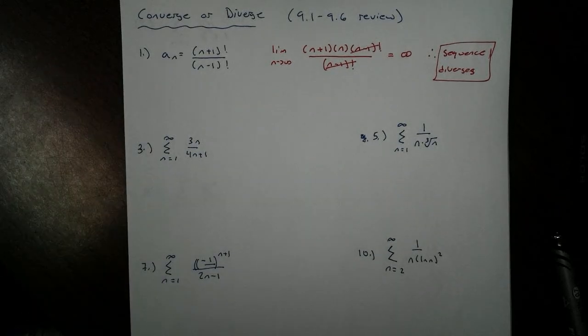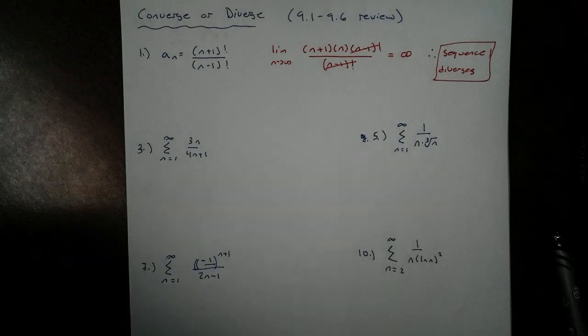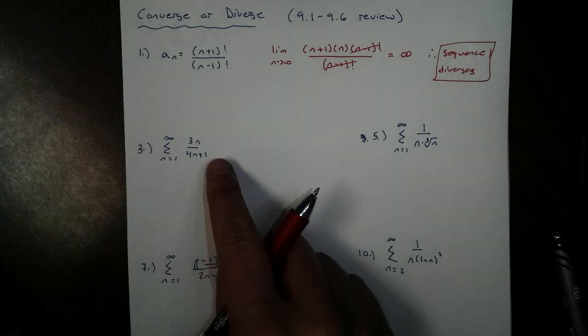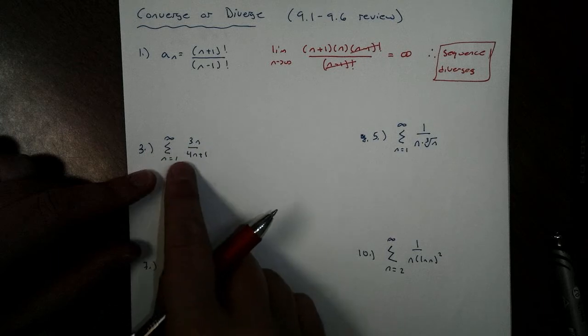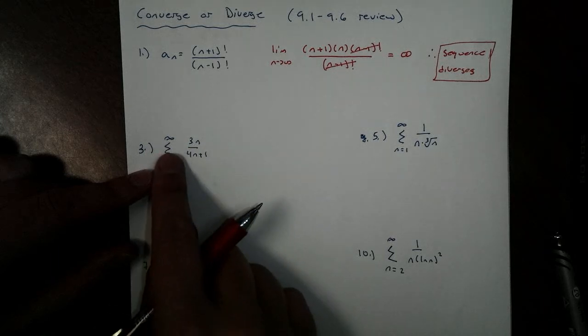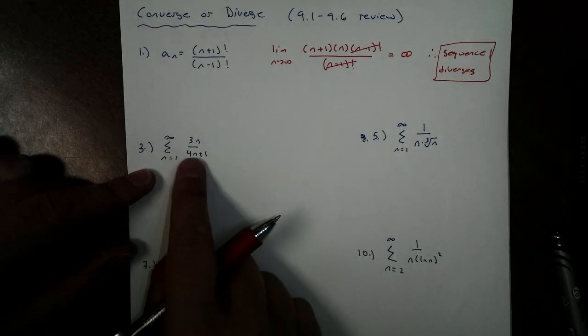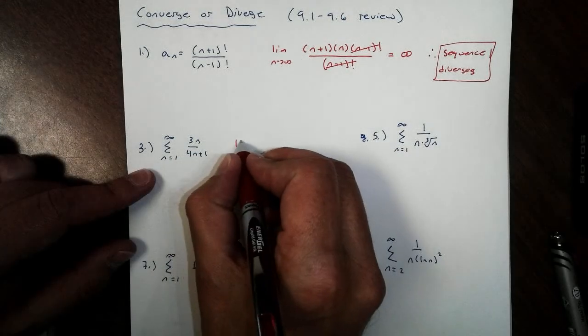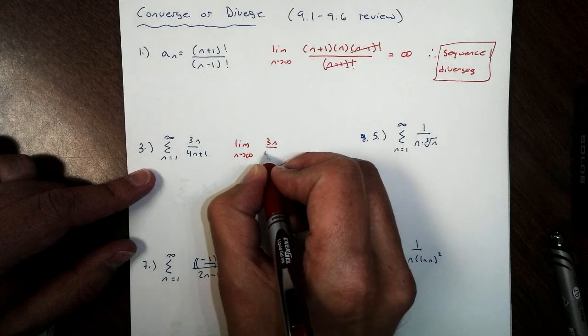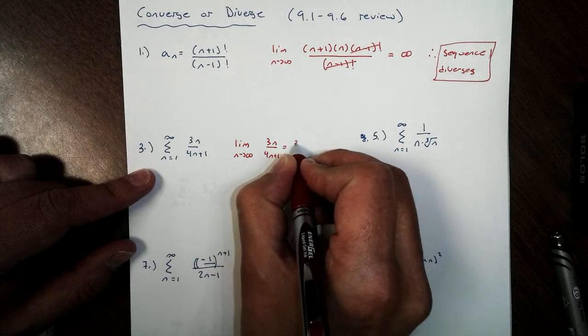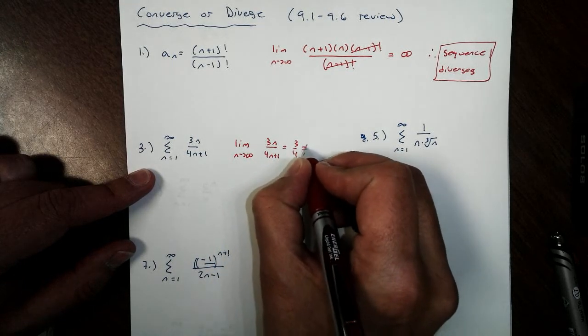Alright, number 3 on that worksheet, so take a look here. Number 3 says we want to see if this series will converge or diverge, as n goes from 1 to infinity of 3n over 4n plus 1. This is just our nth term test, so if we take the limit as n goes to infinity, we get 3n over 4n plus 1, which is 3/4. This does not equal 0.